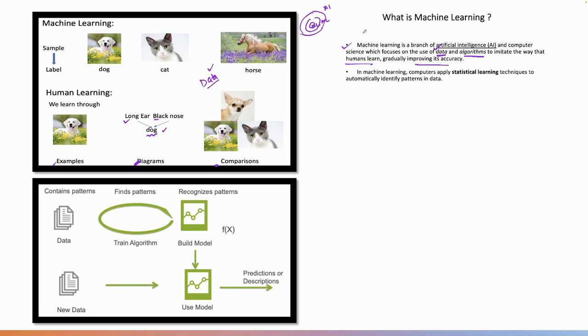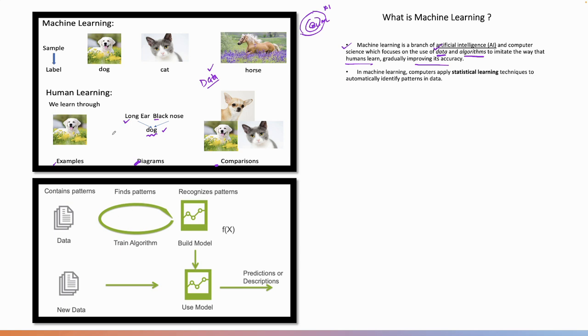So in machine learning, computers apply statistical learning techniques to automatically identify patterns in data. Very important. As I told you, statistics is nothing but the study and manipulation of data, including ways to gather, review, analyze, and draw conclusions out of your data. Right? That's very important. And if you try and see this diagram, it clearly says that you have data and data contains patterns. Now, your algorithm is such that you need to find the patterns in the data, right?